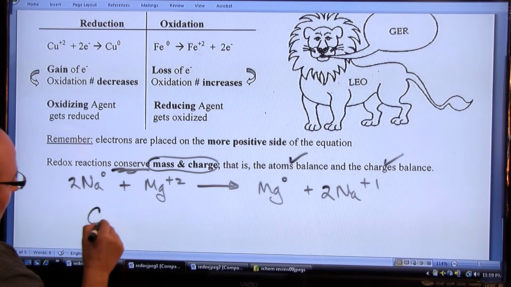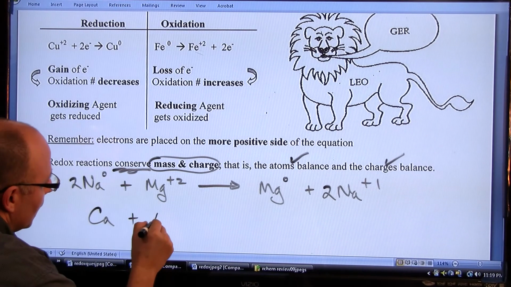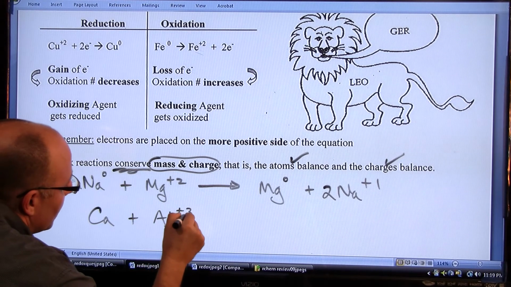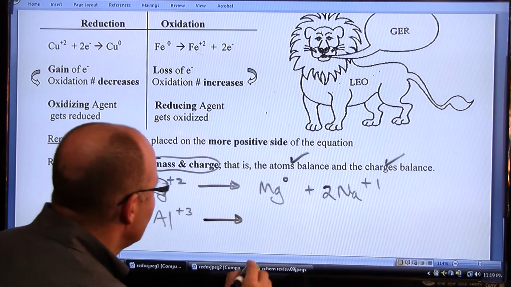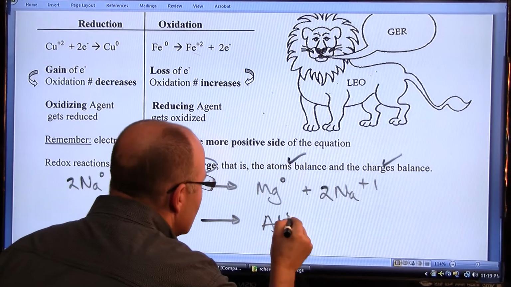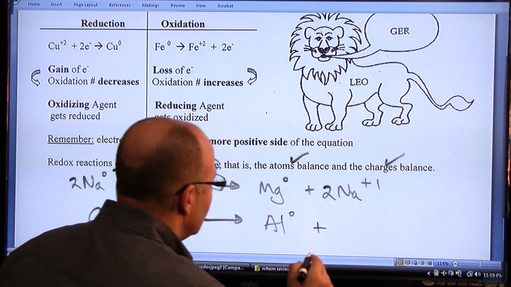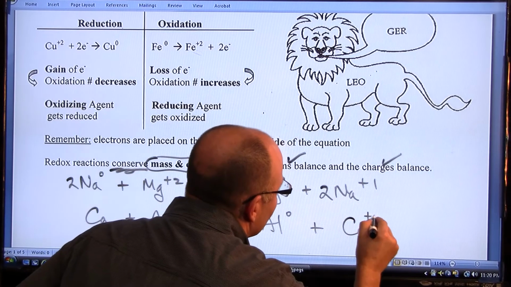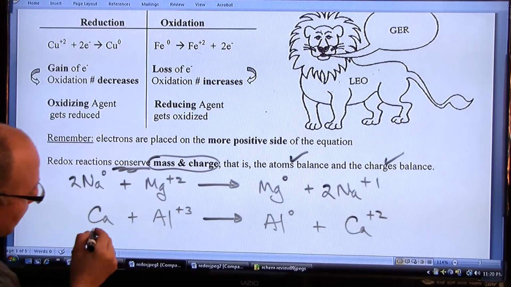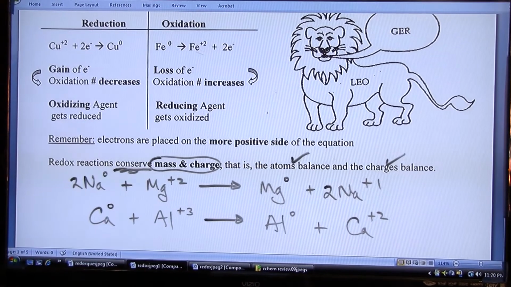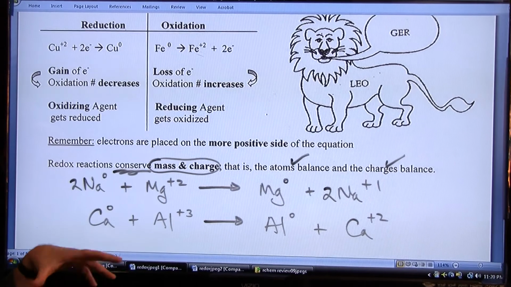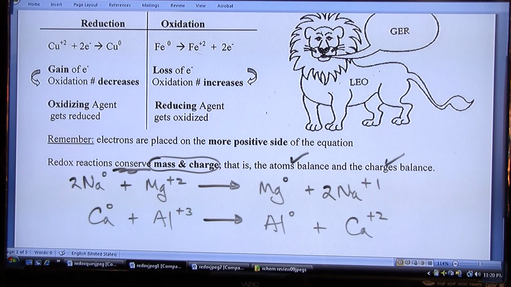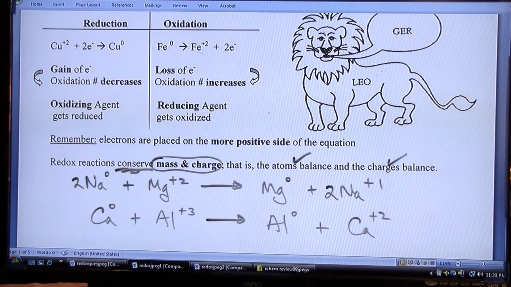All right, let's do another one for practice. Suppose we had calcium plus aluminum 3+, and let's say that produces aluminum 0 and calcium +2. And I'll place the 0 here for emphasis, but typically they don't write the 0 in when it's an element by itself, a free or uncombined element. Okay, so we have a discrepancy, an imbalance here in the charges.